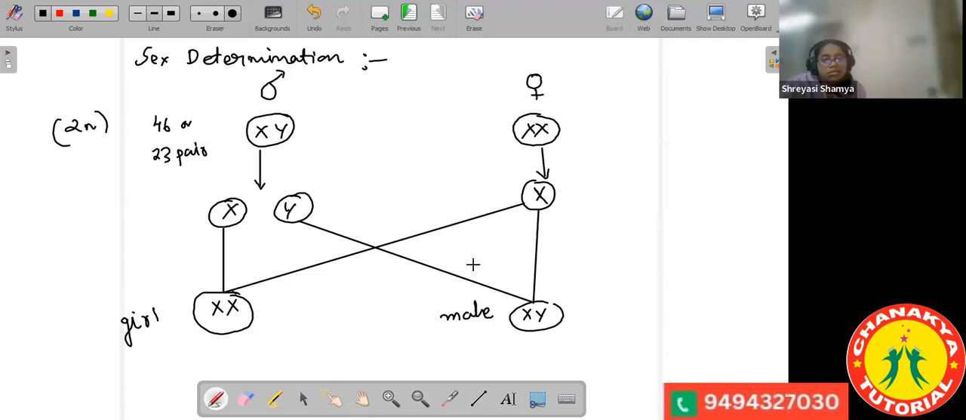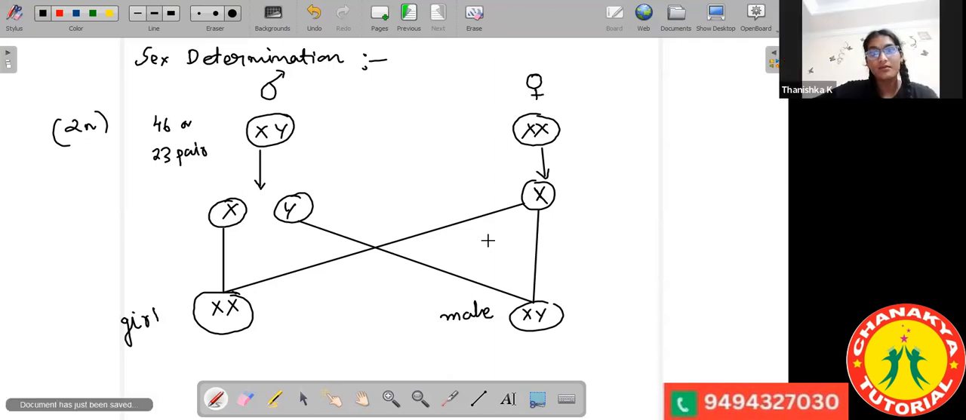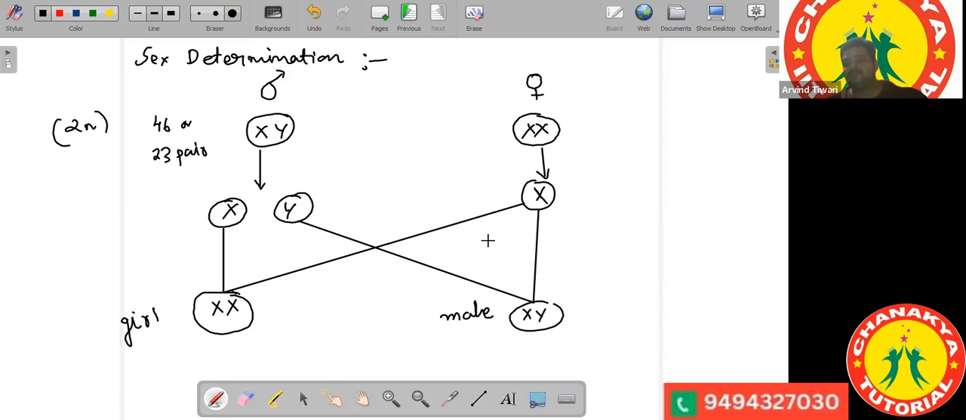Yes, sir. Okay. And one more very important thing here: who is responsible if the child is a girl or a boy, the male or the female? The male. It's the male who is responsible, not the female. It's the sperm which fertilizes the ovum; there are no different types of ovums. There are different types of sperms. There are two types of sperms. Got it? So in this way, we are able to determine the sex of an individual.